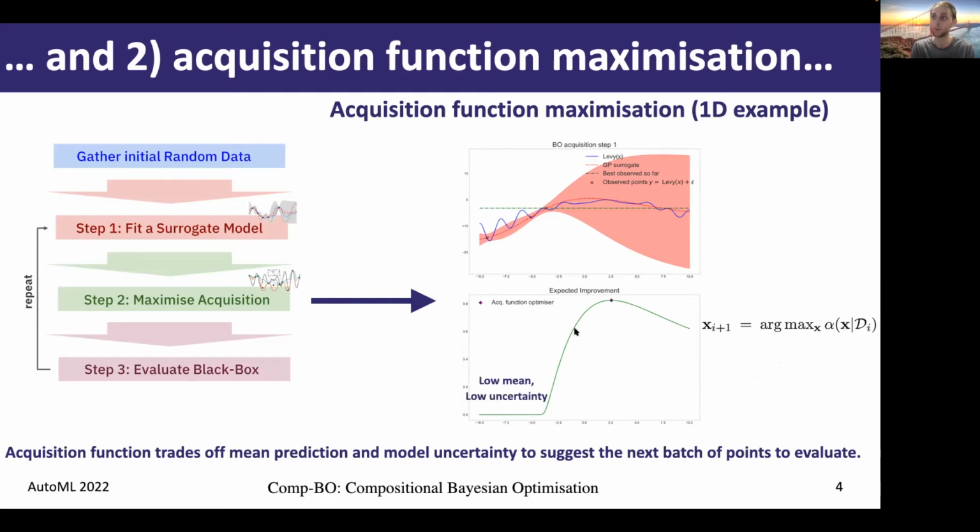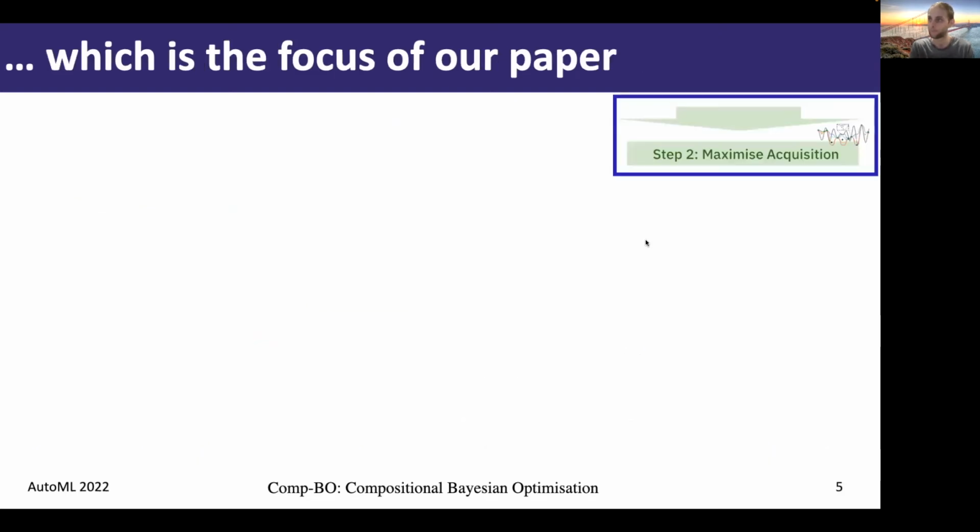We see on this example that where the model has low mean and low uncertainty, the acquisition function is low because it's not interesting to query points in that region. When the mean increases, the acquisition function also increases, but also in the region where the uncertainty is large, it is interesting to evaluate new points in this region. And the question is now, how can we maximize this acquisition function efficiently? That is the main focus of our paper.